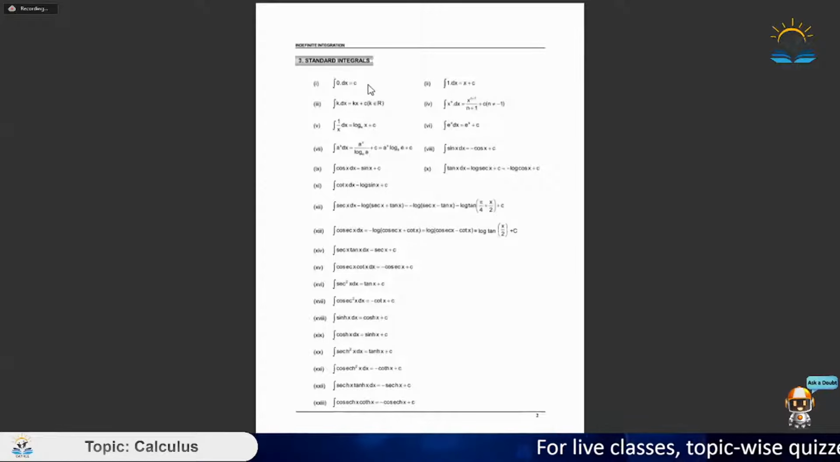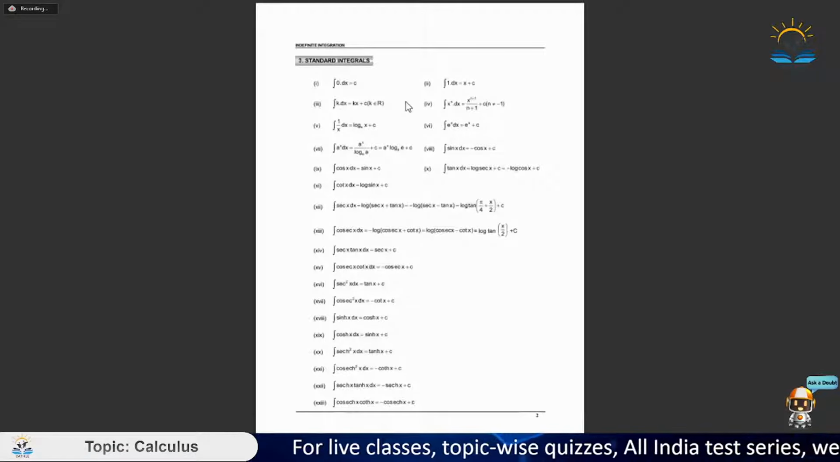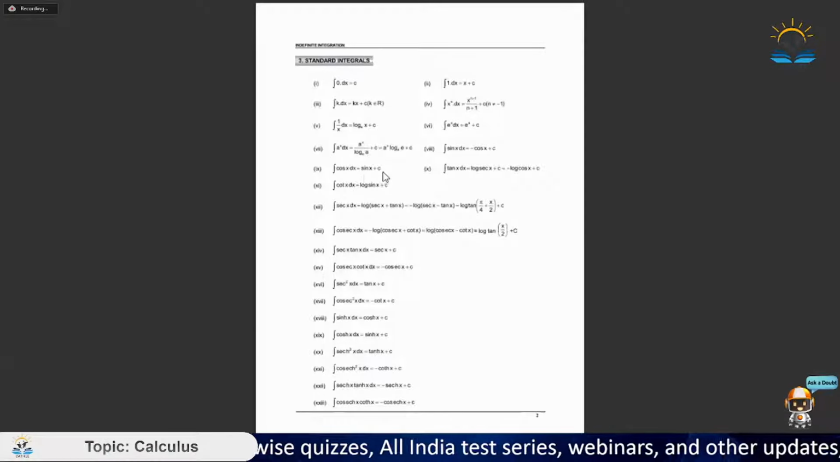So first of all, we would be seeing this in a minute. Okay, so this is a basic formula. Second one is the integration of a constant, that is kx plus c. 1 by x is log x. A to the power x is a to the power x upon log base a. Cos x is sin x. Similarly, we see this.